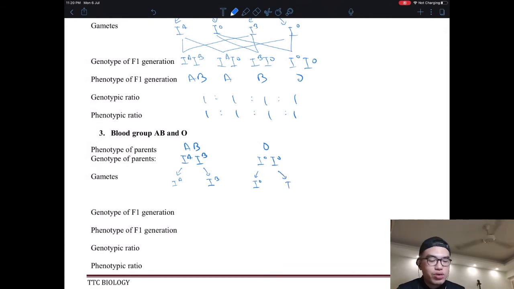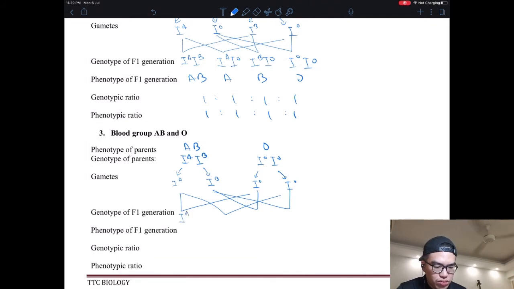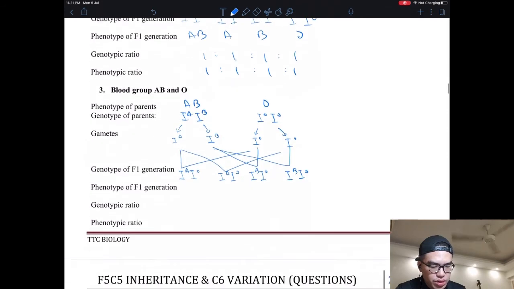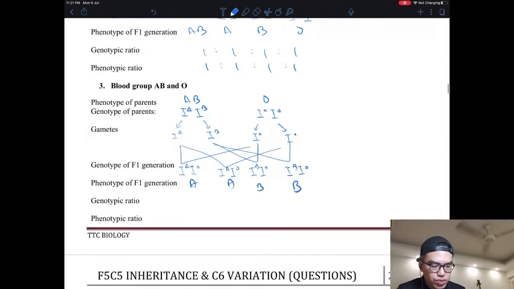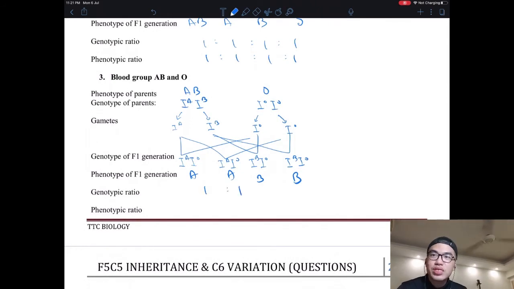I know some books only write it once because it's the same thing. I will write it like I write it because I don't want to get confused. There's no fault writing it one more time. So 1, 3, 1, 4, 2, 3, 2, 4. The first child IAIO, second child IAIO, third child IBIO, fourth child IBIO. So blood A, blood A, blood B, blood B. Genotypic ratio 1 to 1. I hope you understand this.